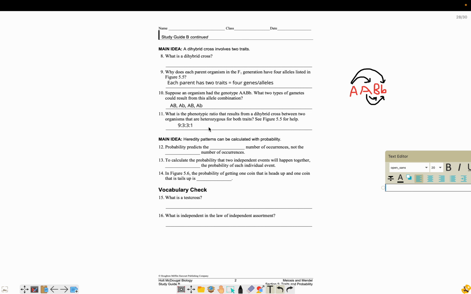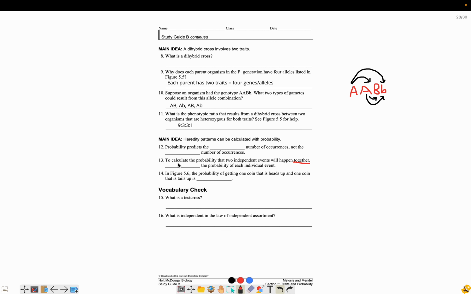13. To calculate the probability of 2 independent events to happen together, blank the probability of each individual event. So if we're talking about this keyword together, and we're talking about probability, that would be multiplication. Number 14. Figure 5.6, the probability of getting 1 coin that is heads up and 1 coin that is tails up. Well, that's pretty easy. If we have a coin and we're flipping it, and you want to know the probability, it's 1/2 each time. 1/2.